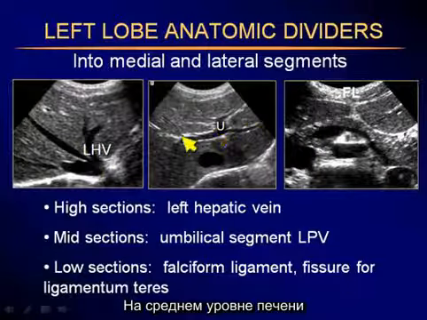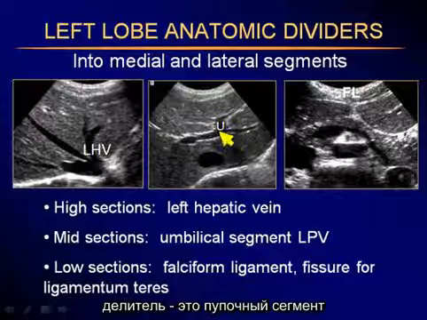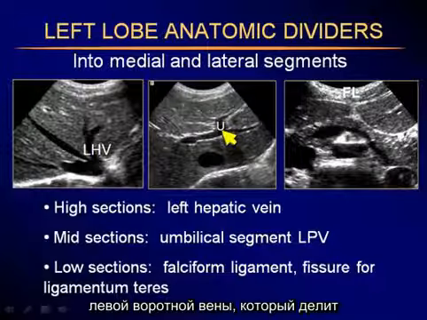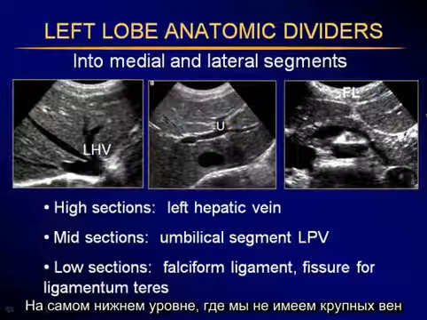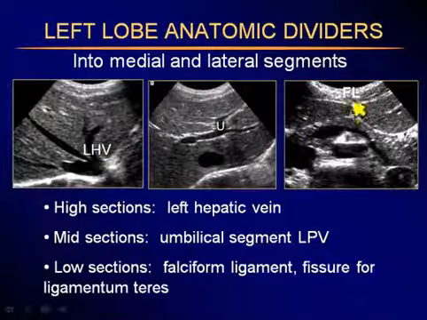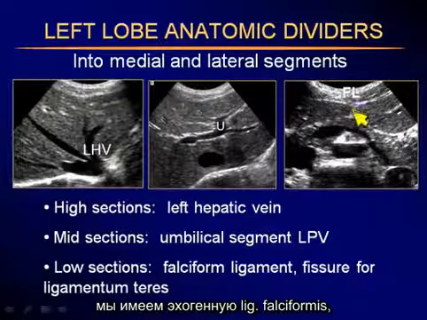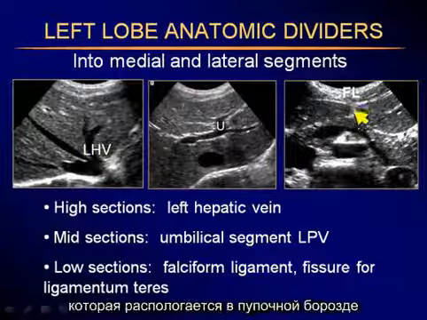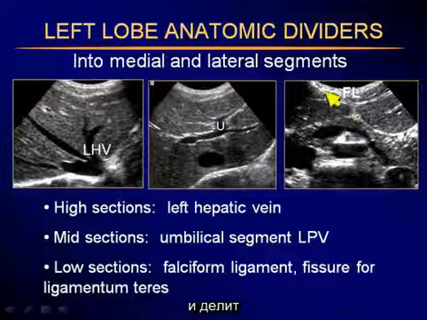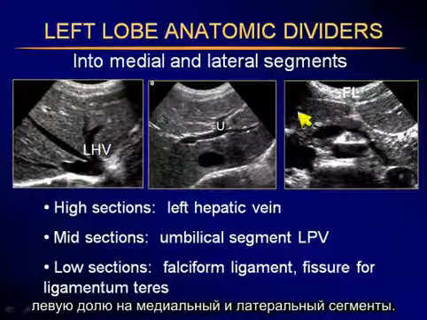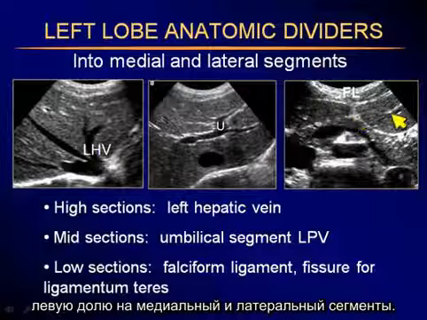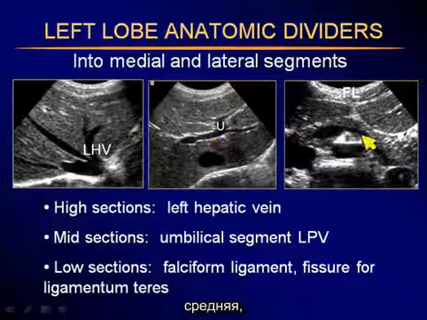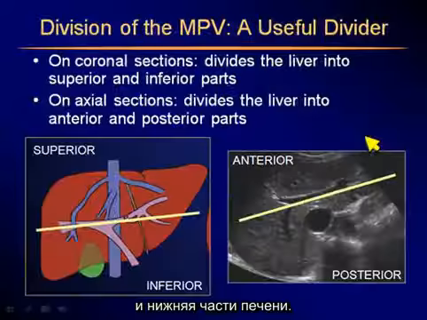In the middle of the liver, it's the umbilical segment of the left portal vein, which divides the liver into medial and lateral segments. And lower down, where there are no big veins, we have the echogenic falciform ligament coming in and the umbilical fissure dividing the left lobe into medial and lateral segments. So superior, mid, and inferior parts.